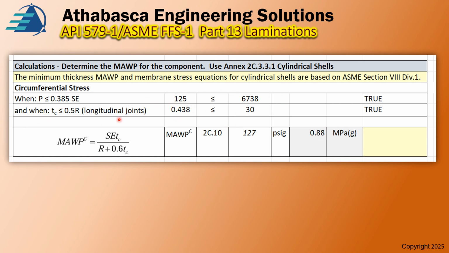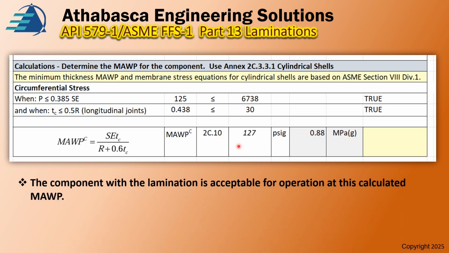We're not really sure whether this has longitudinal joints or not. The inspection report didn't give it. We didn't go into that much detail at that point. So we do that calculation, and we find that it's true. So then we go ahead and do the final calculation, and we're allowed to use 2C-10, and we get 127 psig, and then we can conclude that the component with the lamination is acceptable for operation at this calculated MAWP. So we are done.